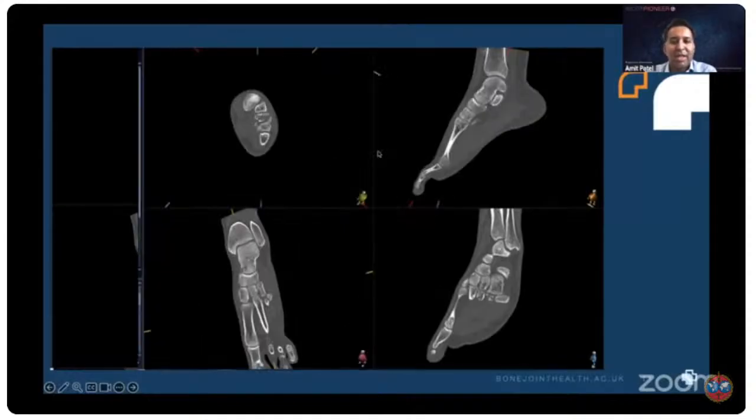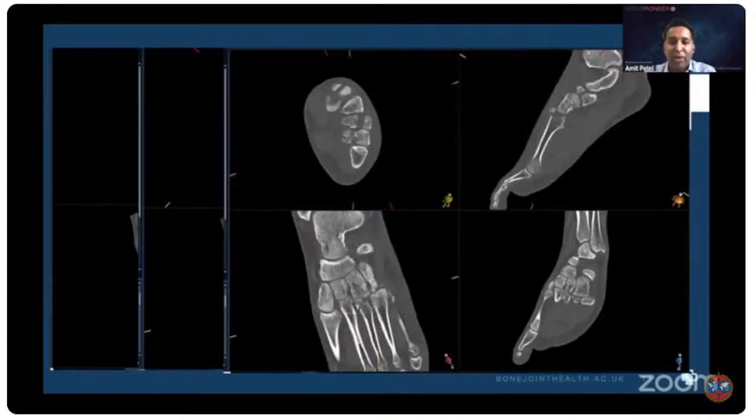As you go across to the second TMTJ, you can see that actually it looks congruent. So has the energy of that injury gone across into the second? But we can see the third and the fourth are injured as well. So we suspect the energy of the injury has gone across all of that Lisfranc joint into the third and fourth. And you need that oblique view where you can see in the top right corner, the third is fracture dislocated as well as the fourth. So these will need to be managed at the same time.